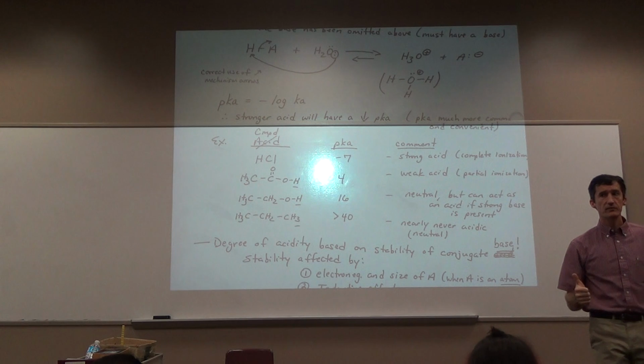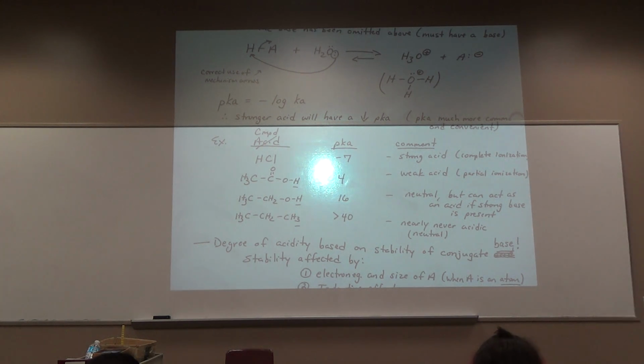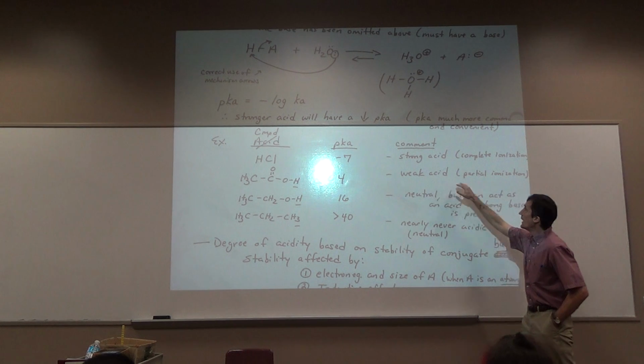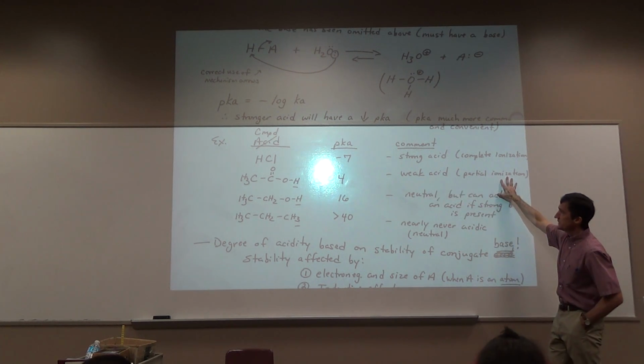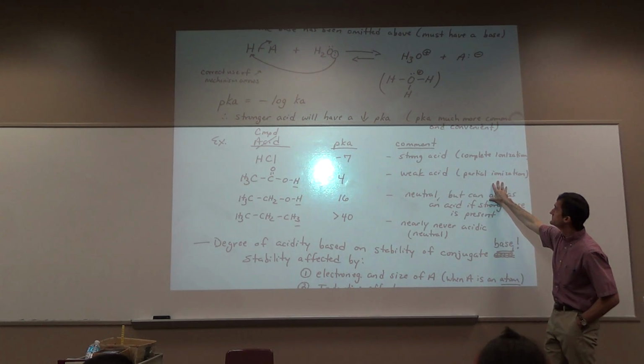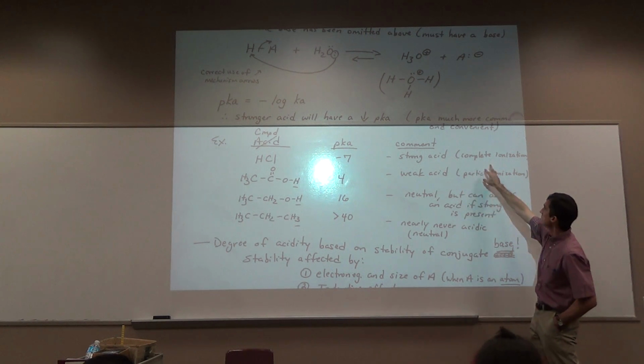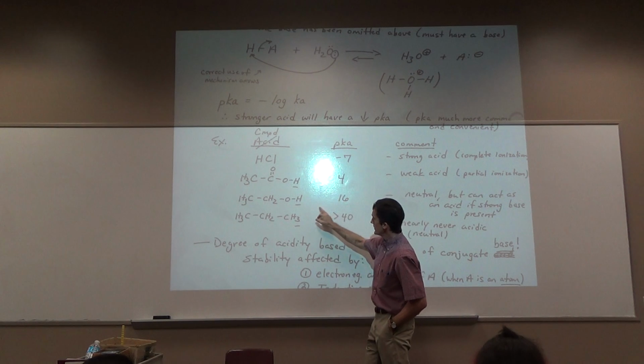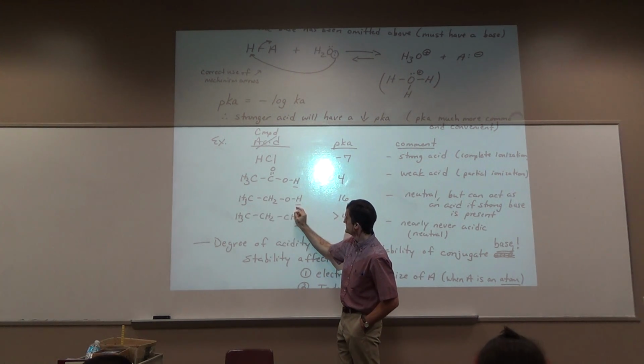Carboxylic acid, pKa of about 4 to 5, okay? That's considered a weak acid. Thus, partial ionization if you put it in a protic solvent, whereas strong acids, of course, completely ionize. We can get even weaker. We can go to maybe an alcohol.